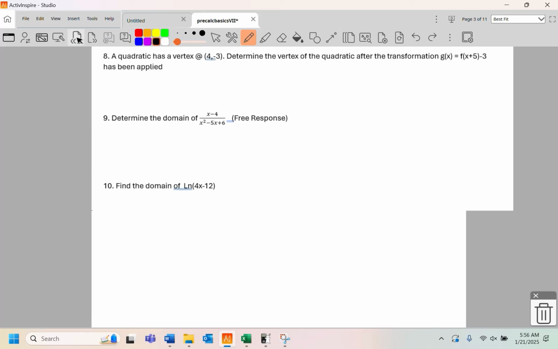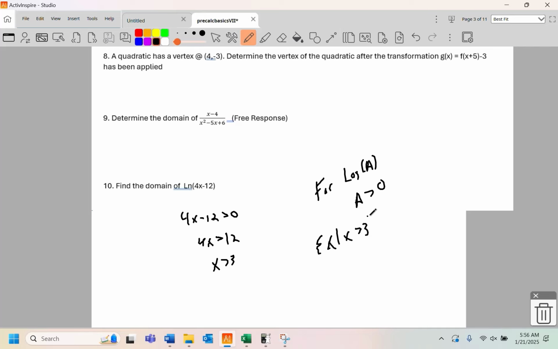Let's see, 10, find the domain of the natural log of 4x minus 12. So if we get to this week, I don't know, but for a logarithm with an argument, the argument is bigger than 0. So 4x minus 12 is greater than 0. 4x is greater than 12. X is greater than 3. So I can either do a set builder notation, all values of x such that x is greater than 3, or I can do interval notation, 3 to infinity. Pick your poison.